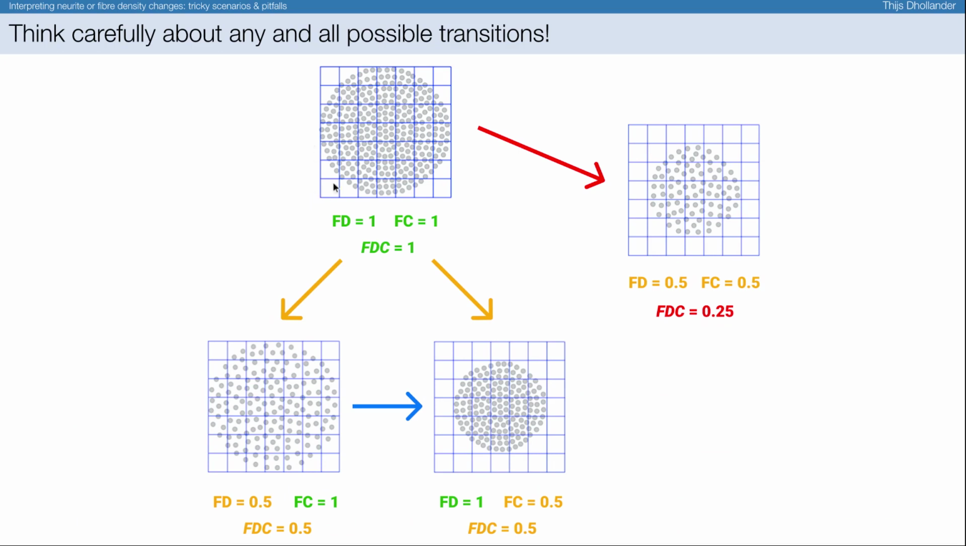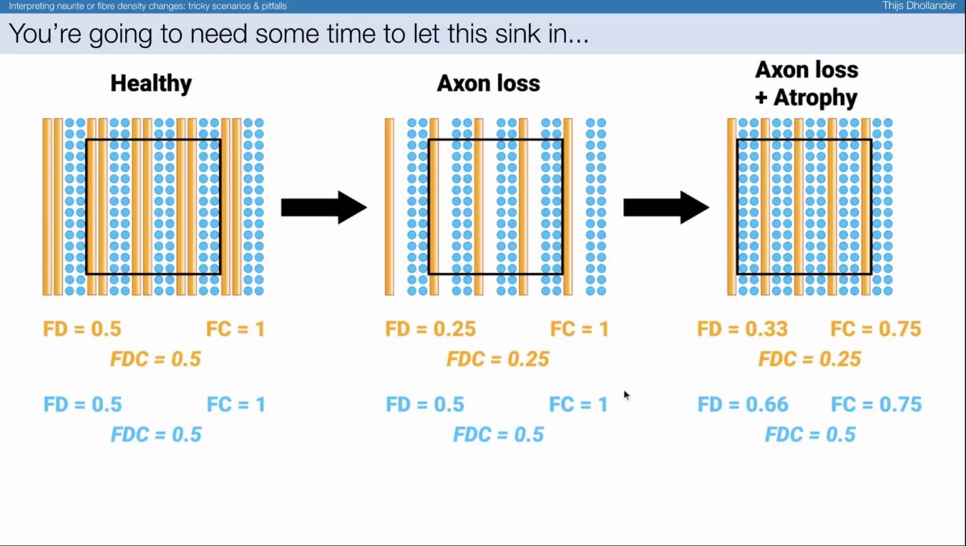So these are the diagrams I showed you before. Going from here to there would be this decrease in fiber density. From here to there would be this decrease in fiber cross-section. And from here to there, fiber density and cross-section. But you need to look at all the numbers. And you need to consider things like this here, for example, axons collapsing. So you need to look at everything. And it can get even more complicated.